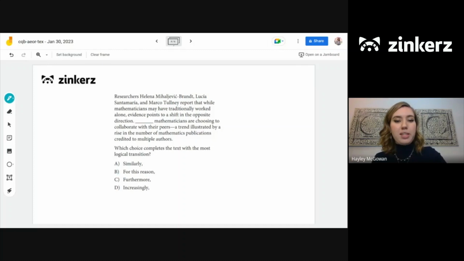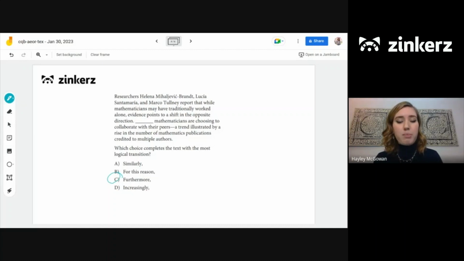It's going to be C, furthermore, for this question. Furthermore correctly has this idea of furthering this example, elaborating on it, which is exactly what we have here. We're talking about this trend that's been noticed and then an example supporting that trend and explaining how it's happening. So furthermore is definitely the best choice.